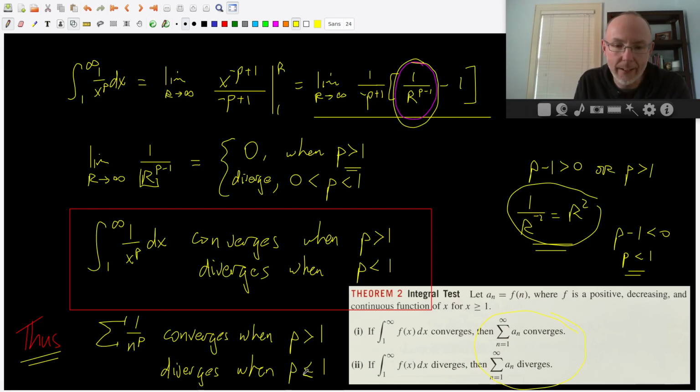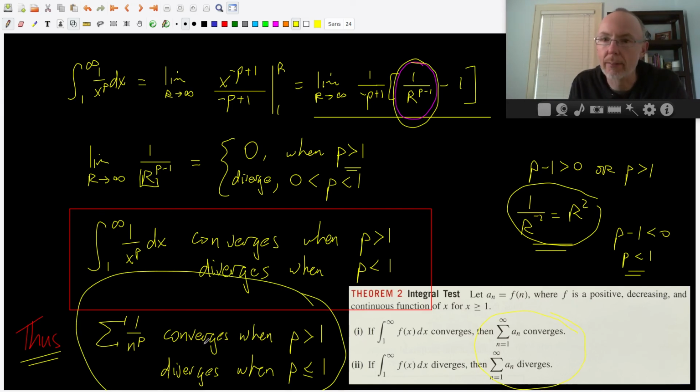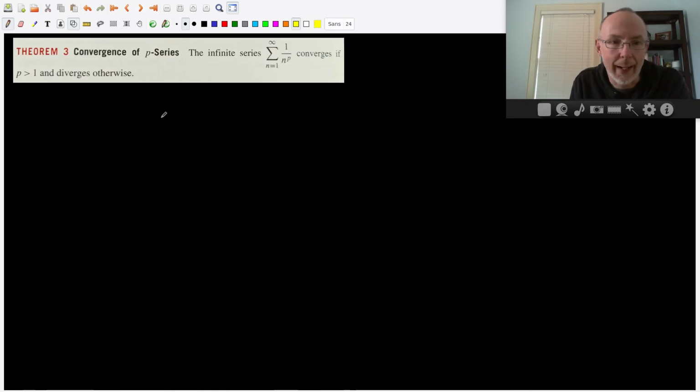So we can add the equals here, because the harmonic series is when p equals 1, and we've already shown that diverges. So this statement at the bottom here is what's known as the p-test. And here it is. It simply says the infinite series, that's the sum of 1 over n to the p, converges when p is bigger than 1, and it diverges otherwise.